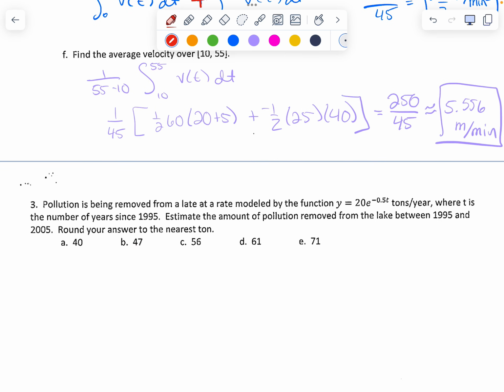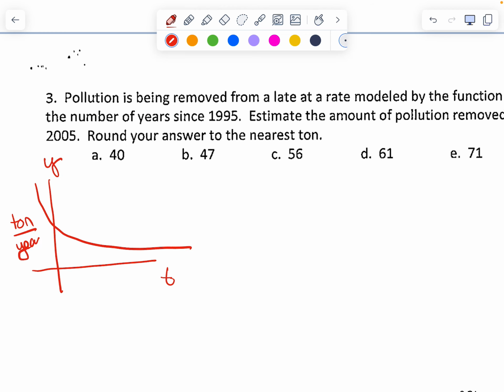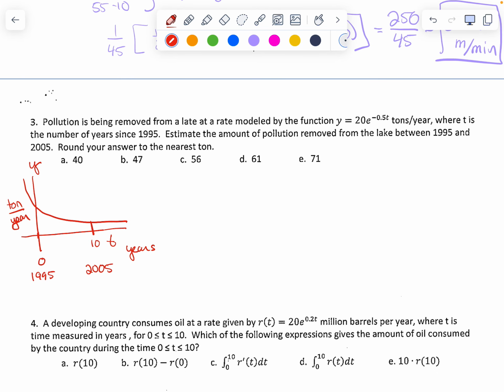Okay, this is our last one for today. Here we go. Pollution's being removed from a lake at a rate modeled by this exponential function, y equals 20 e to the negative 0.5 t, tons per year. This is roughly an exponential decay function. These are my y's, these are my t's. This is in tons per year. This is in years. This first year, year 0, is 1995, and they want us to go up to 2005, which is 10 years later. The amount of pollution removed in tons is going to be the accumulation under this curve, which means we're finding the integral from 0 to 10 of the equation 20 e to the negative 0.5 t dt.